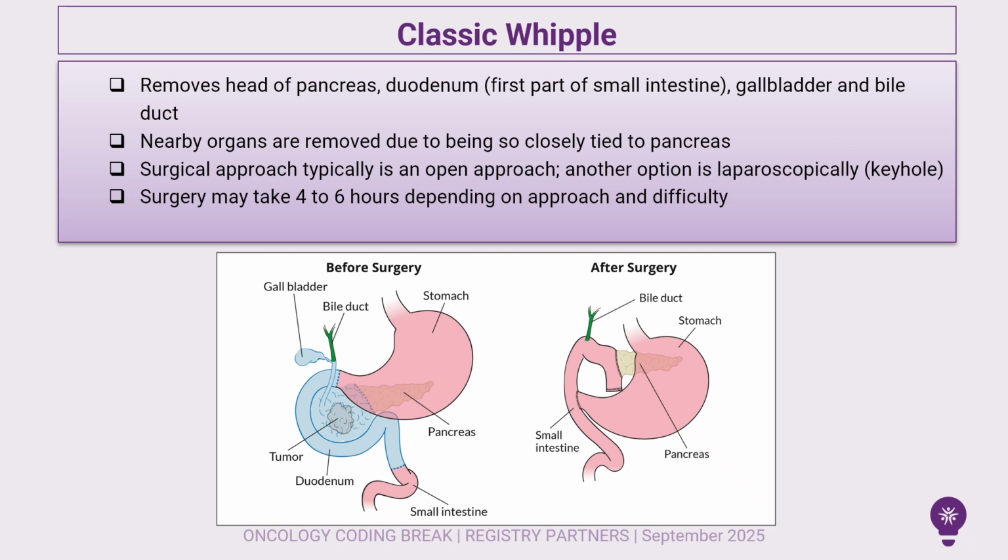Nearby organs are removed due to being so closely tied to the pancreas. The surgical approach typically is an open approach. Another option is laparoscopic, and surgery may take 4 to 6 hours depending on the approach and difficulty. And a fun tip is that Whipple is named after a surgeon with the last name Whipple, who refined this type of surgery in the 1930s.